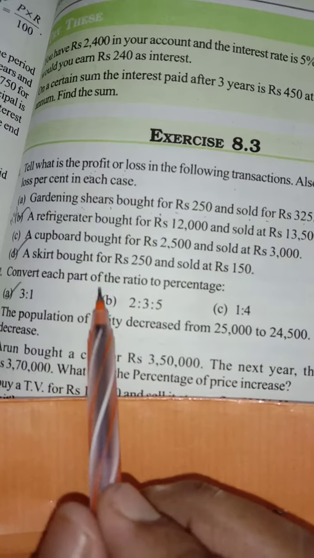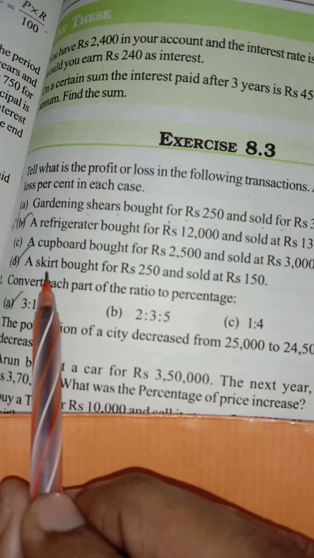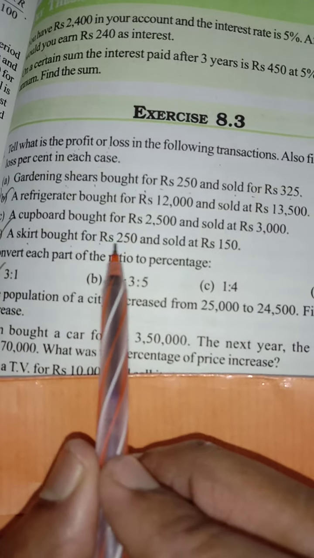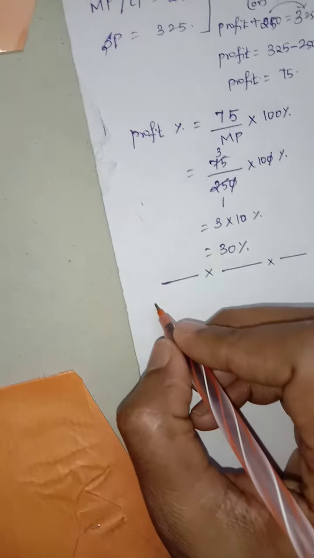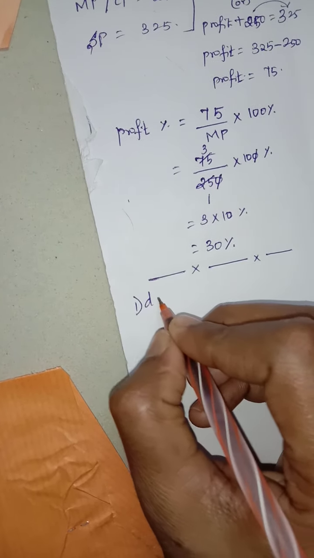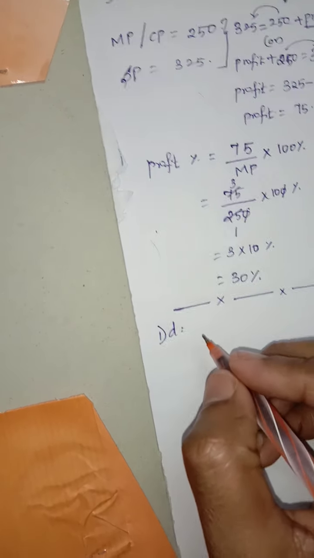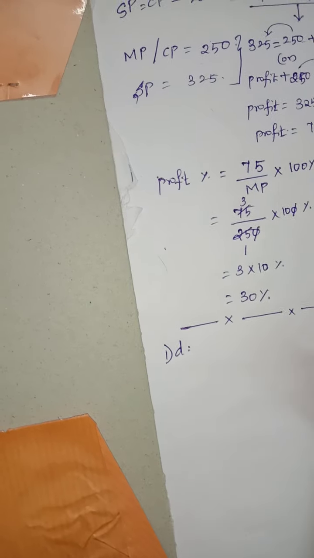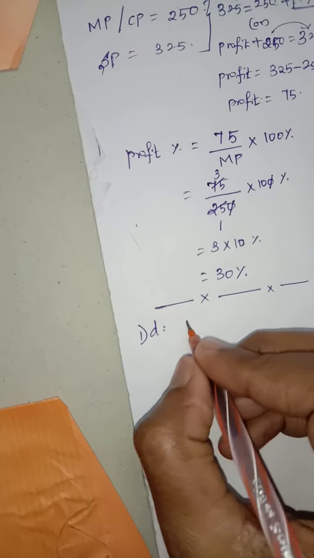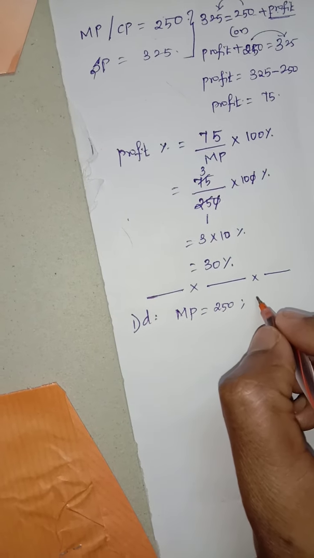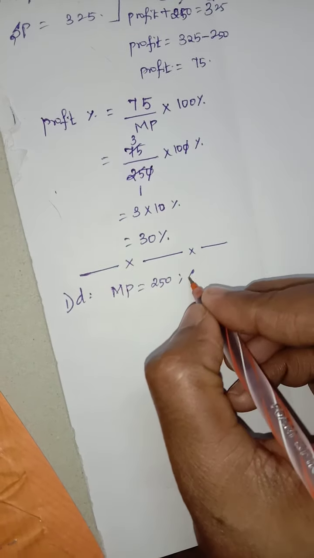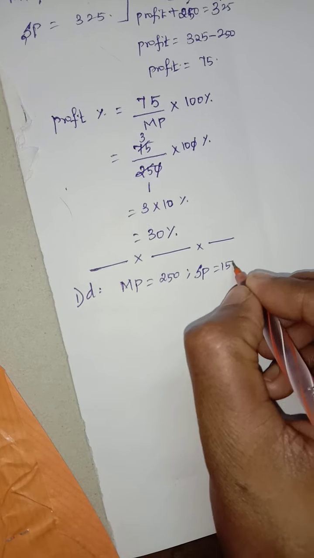See, look at this question. A skirt bought for rupees 250 and sold for rupees 150. So what is given? First, what is given? Bought, in the sense the price at which we bought, that is the market price. Market price is equal to 250. What is the sold amount? That is the selling price. Selling price is equal to 150.